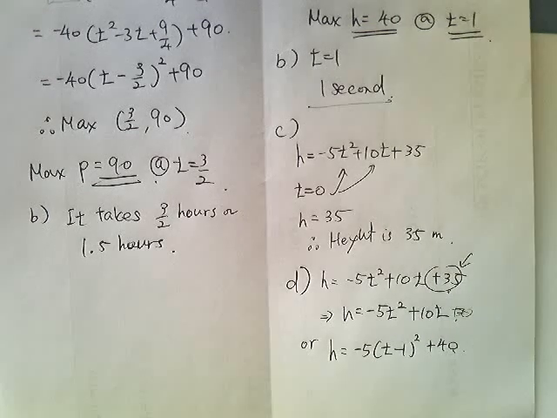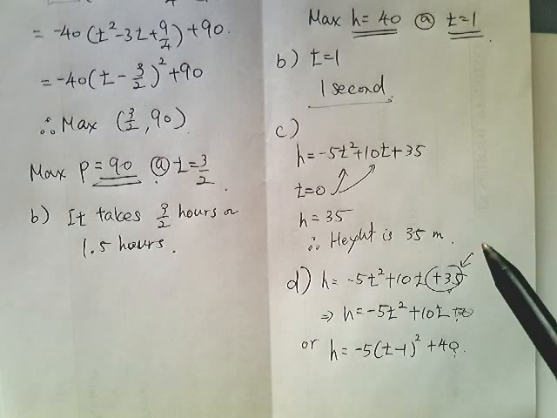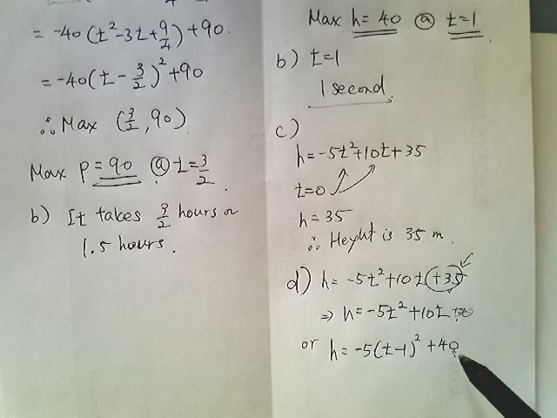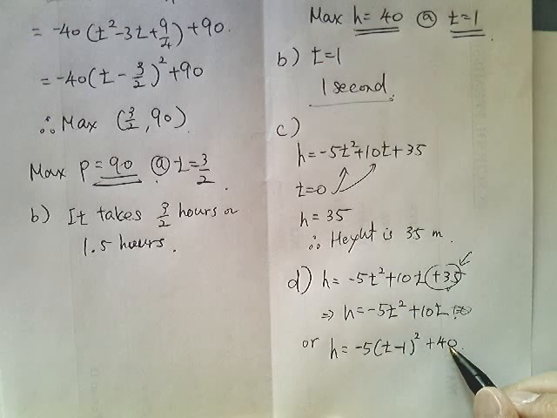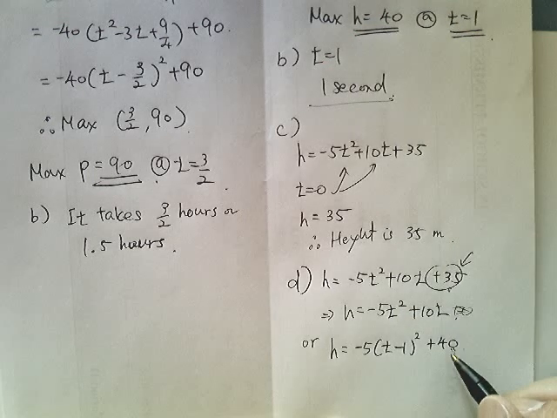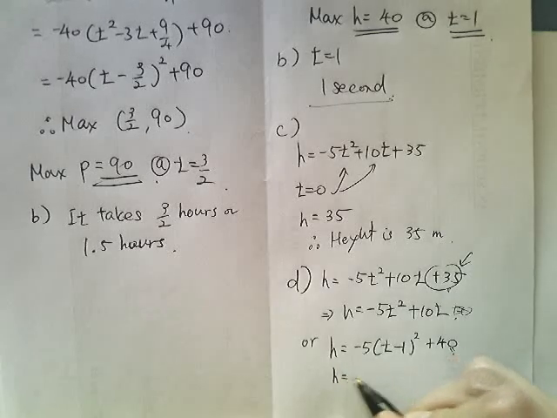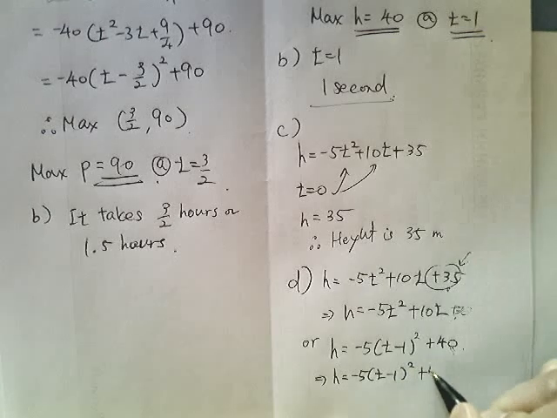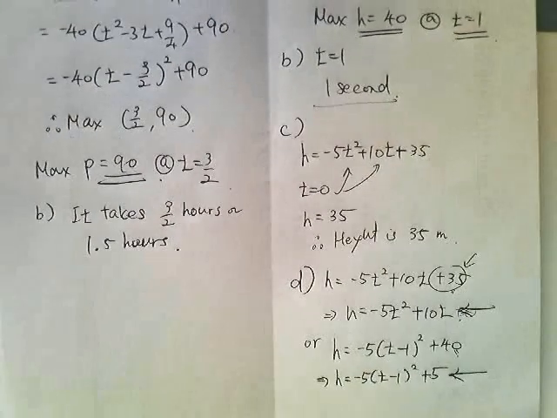Now from the balcony, which is 35 meters above the ground, now 40 meters above the ground, what's the change? So 40 meters is the height from the ground. Now if the balcony is at 35 meters, and we are measuring the distance between the 40 meters, which is the maximum height of the ball in the air, and the balcony, well, it is 5 meters. So this becomes negative 5(t minus 1) squared plus 5. Okay, so either this or that can be your answer for D.